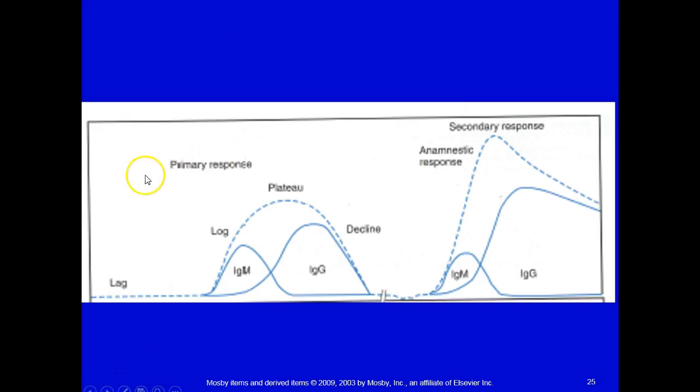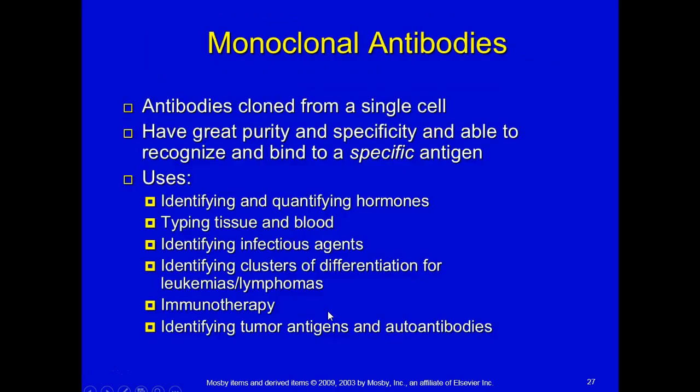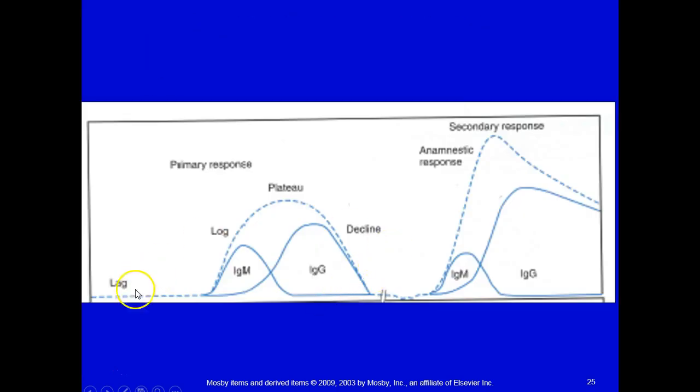There we go. The primary response here, we've got the lag, the log, plateau, and decline. The IgM increases first, and IgG comes in just after. So IgM's always in there to take care of stuff the first time you're ever exposed to something. So when you first get your flu shot, IgM's going to come in immediately, and IgG is going to come in with that memory. Then you're going to have a decline.